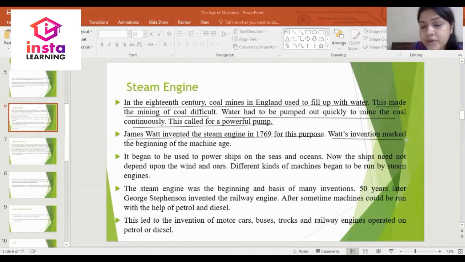Watt's invention marked the beginning of the machine age.